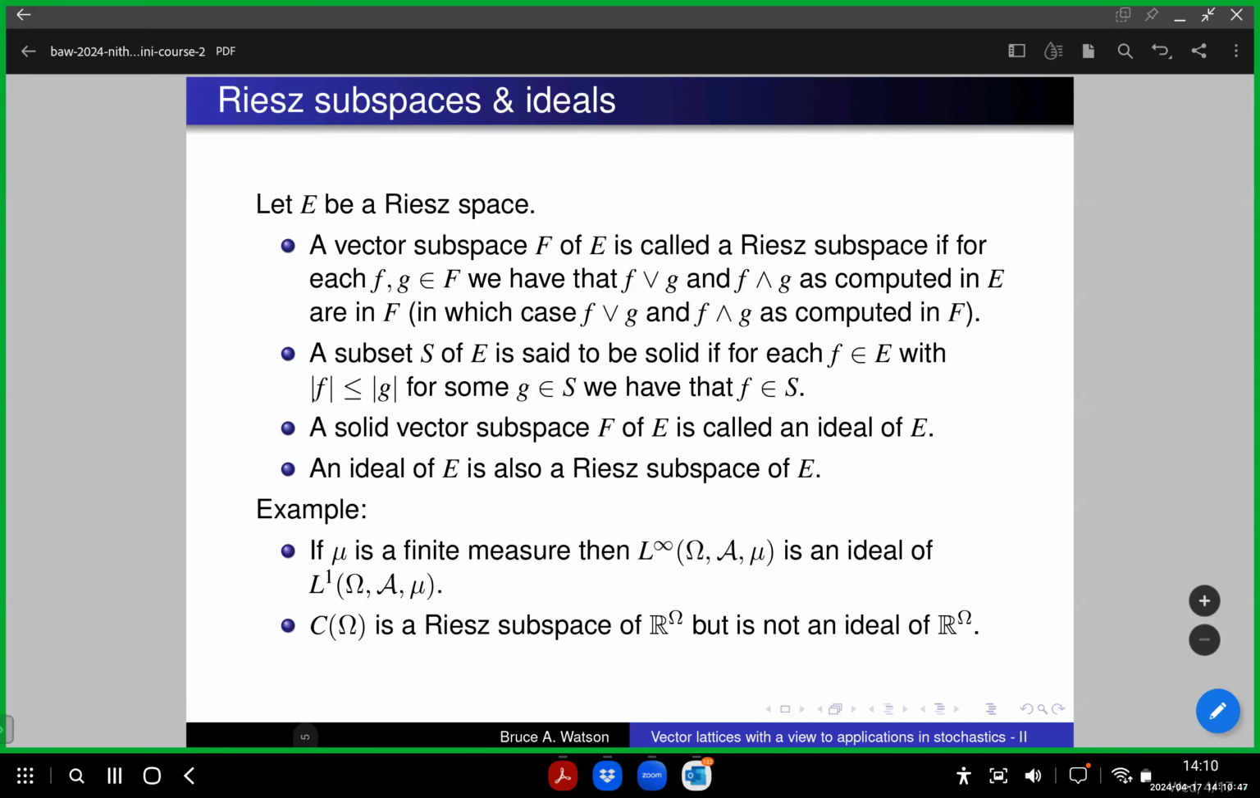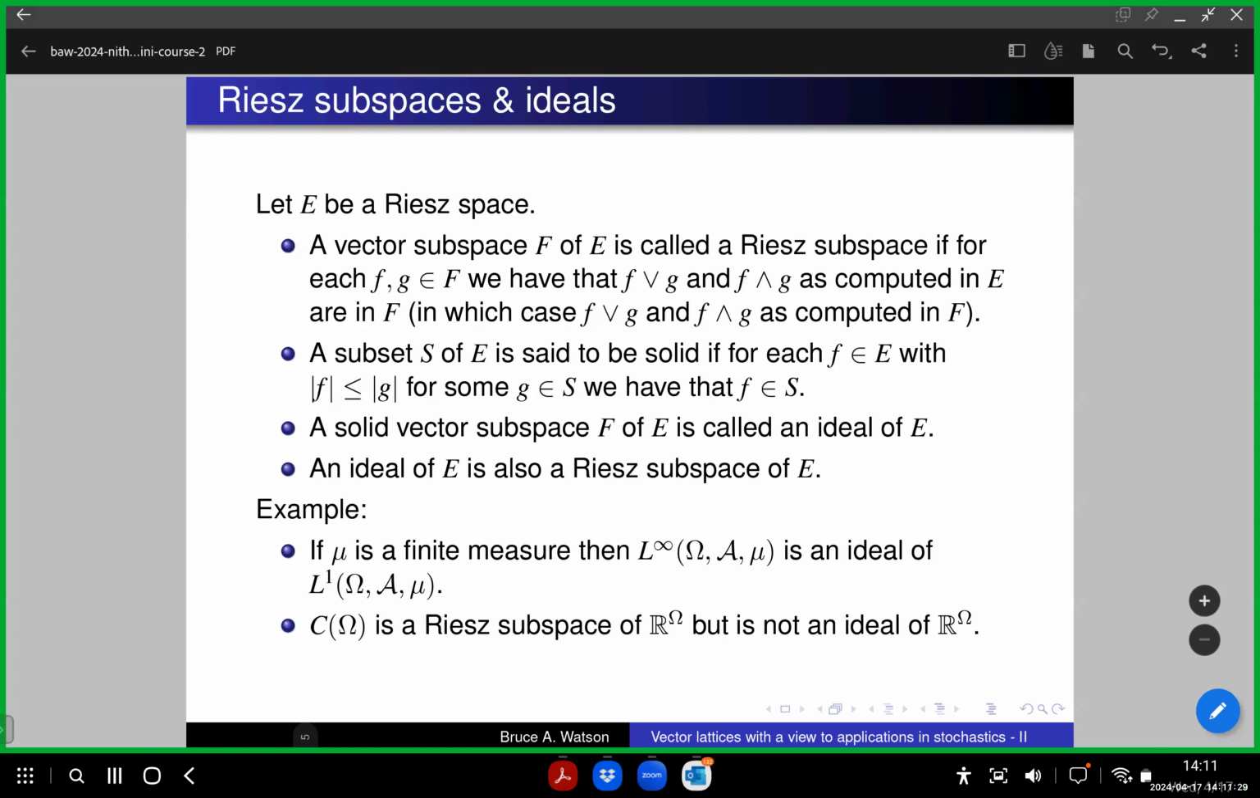We're now going to look at various special types of subspaces of our Riesz space. These will involve subspaces, ideals, and bands, and each of these needs its own definition. So if we start off with a Riesz space E, and we take a vector subspace F of E, that does not necessarily have all the supremum and infimum properties that we need for F to automatically be a Riesz space in its own right.